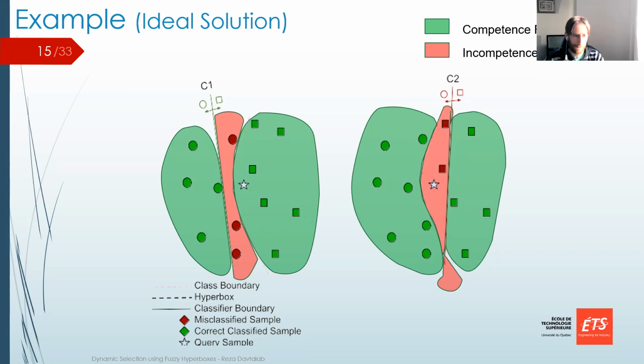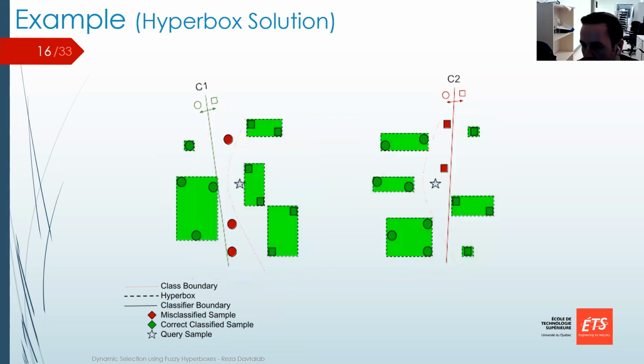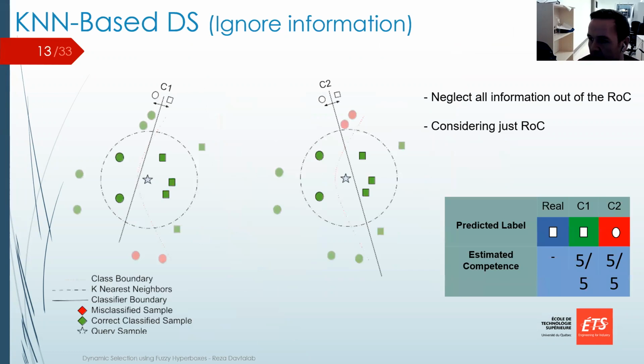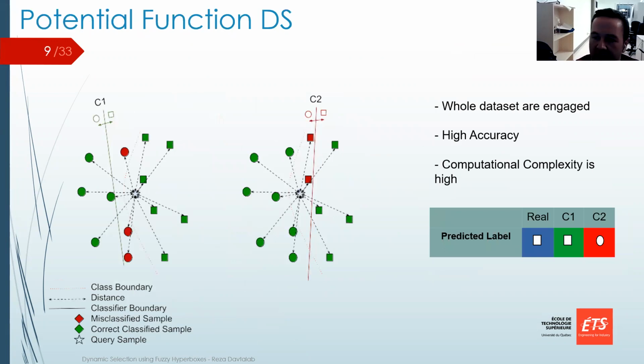Yes, have you studied the complexity of your method, compared with the state of the art, for example? As I explained in this slide, KNN and the potential function methods have high computational complexity, because we have to measure the distance between the query samples and all the instances in the data set.